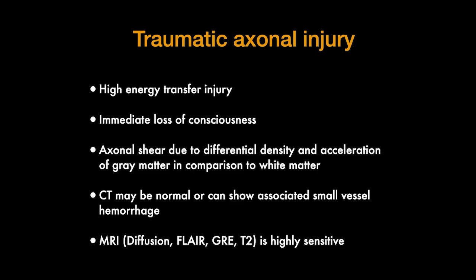And because of the differential density between gray matter and white matter, nerve axons can shear. The gray matter moves at a different rate than the white matter, tearing these fine neural connections. CT can be normal, or it may show associated tiny vascular injuries. The more sensitive study is generally MRI using diffusion, FLAIR, and gradient echo sequences.